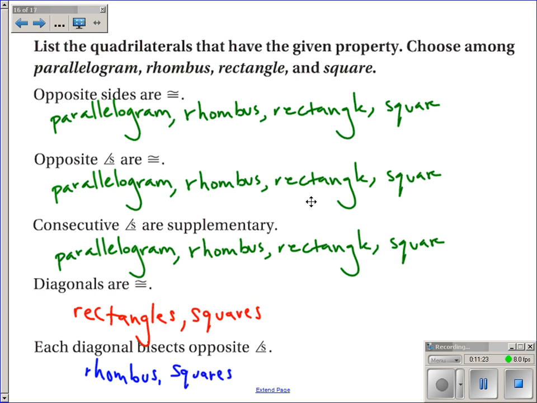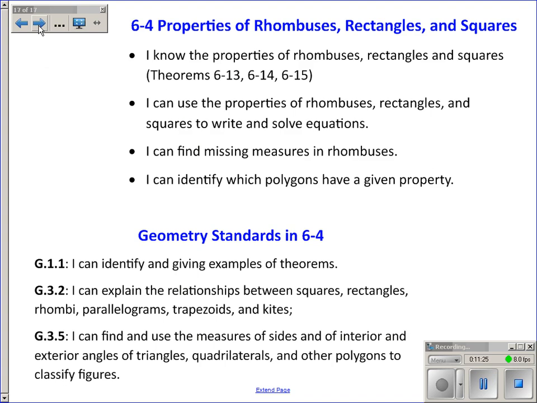Okay, and that wraps up the second video on section 6-4. You should know the properties of rhombuses, rectangles, and squares, be able to use those properties to write and solve equations, find missing measures in rhombuses, and identify which polygons have a given property.